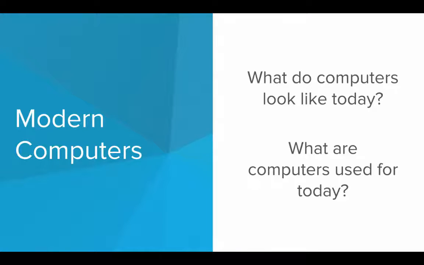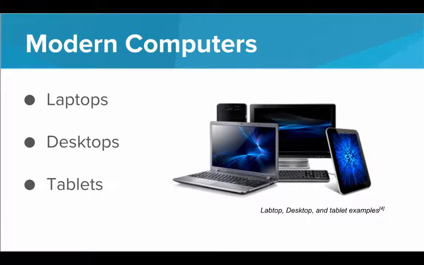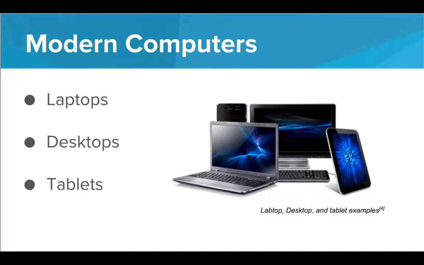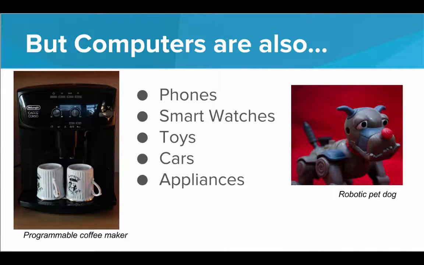So now let's take a look at modern computers. We've seen a timeline of the history of computers, but what do computers look like today, and what are we using them for today? Well, you're probably familiar with these modern computers, laptops and desktops and tablets, and these are computers, but these are also computers, phones and smartwatches and toys and cars and simple appliances. Really, computers are pervading our modern life, and they're being put in everything to make them smarter, make them faster, make them better. Really, the only difference between these computers and these computers is the programming.